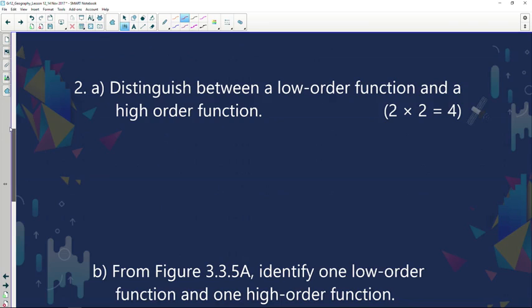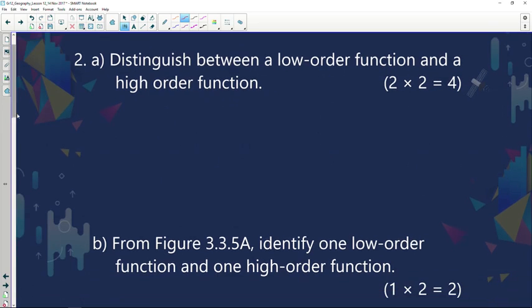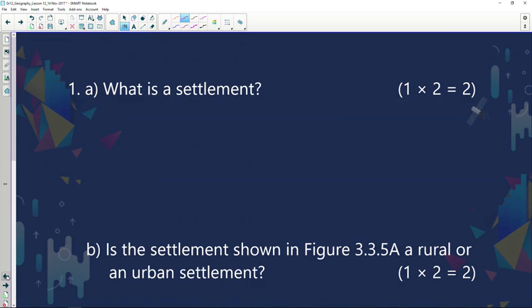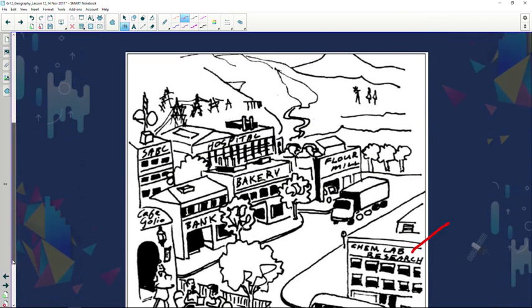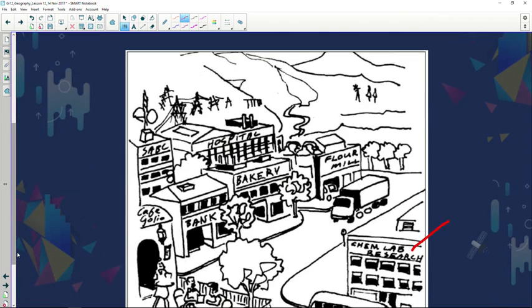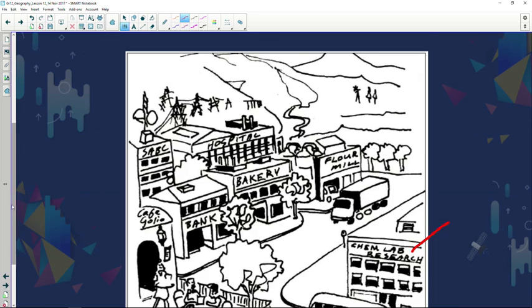If we look at our next question, from figure 3.3.5a, identify one low order function and one high order function. Let's quickly just go and have a look at the diagram again. A low order function over there, for instance, is your bakery. You're not willing to travel very far, you're just going to buy cake. The cafe over there, and the bank. But the chemical lab are definitely a high order function. The SABC is a high order function. And the hospital definitely might have been a high order function as well.